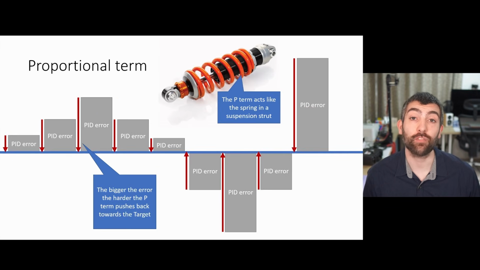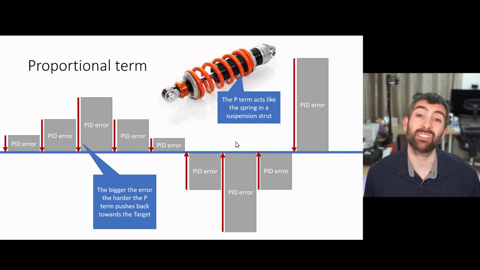Now that we've seen each of these terms in the schematic, let's dive into how each of them behave, starting with the proportional term. The proportional term acts on PID error, so the PID error is the difference between the target and actual rate of rotation, and it simply is a multiple of the PID error. So the larger the PID error gets, the harder the proportional term pushes back towards the target. So if the PID error is positive, then the proportional term will push to reduce that error and try and bring it down to zero.